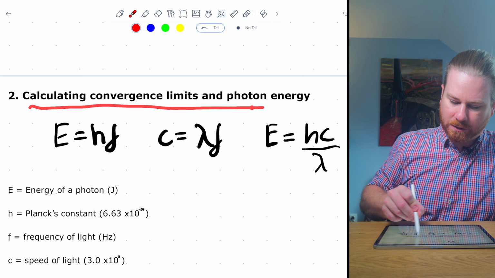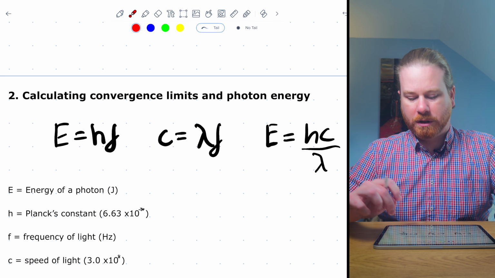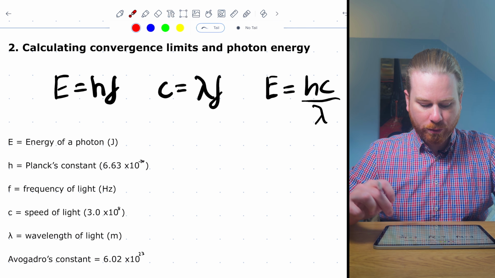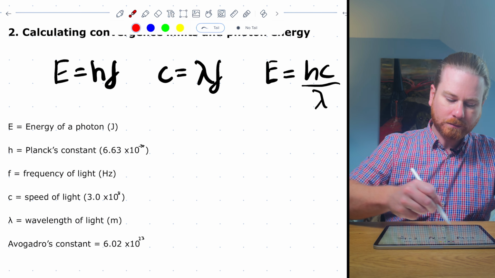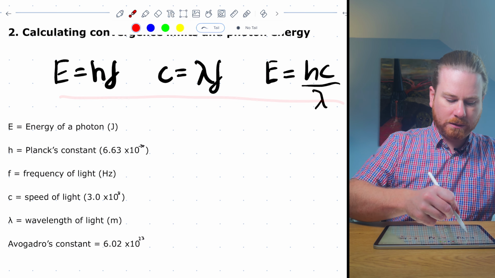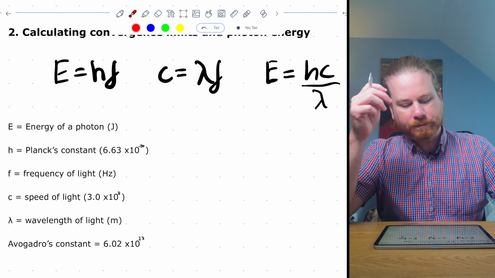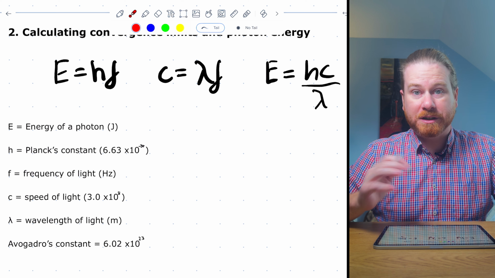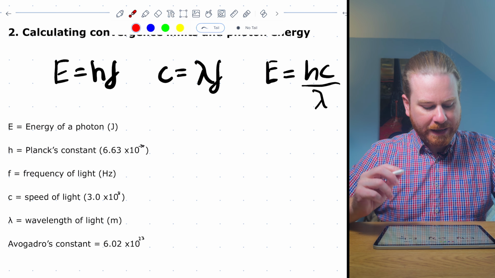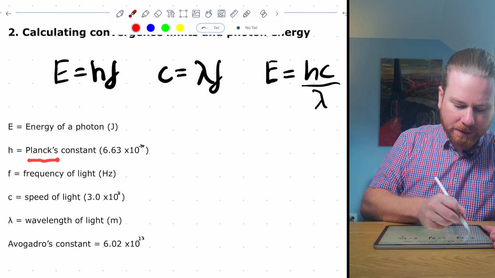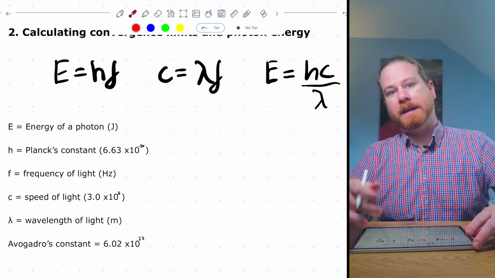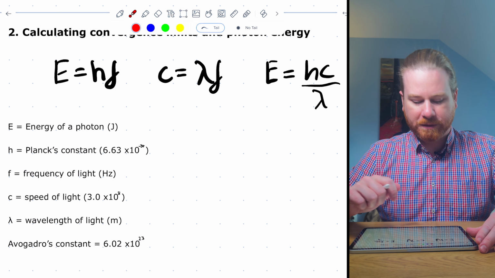So, calculating convergence limits and photon energy. We've got three equations here, and then an explanation of what's going on down at the bottom. So E is the energy of the photon, h is Planck's constant, and this is in the data booklet, and that is a fixed value each time.